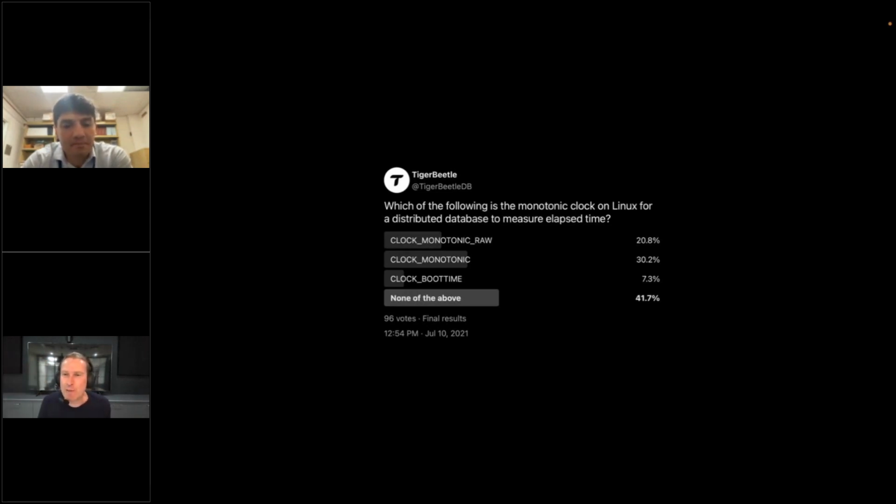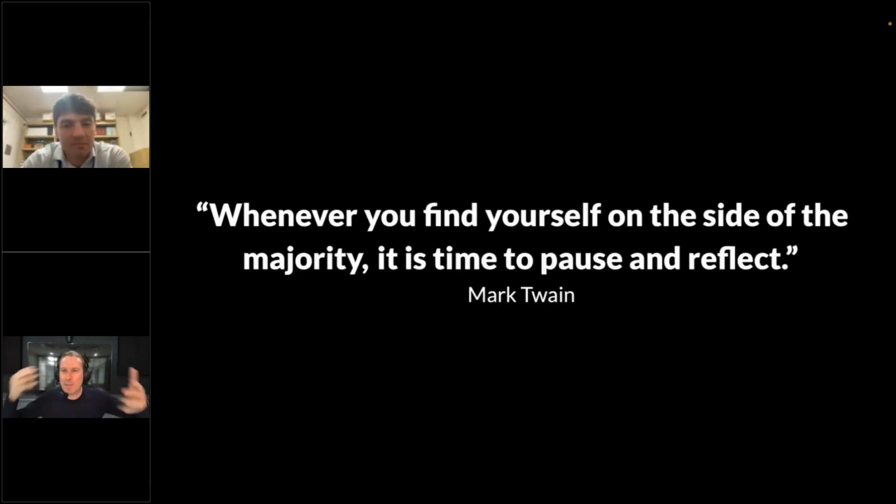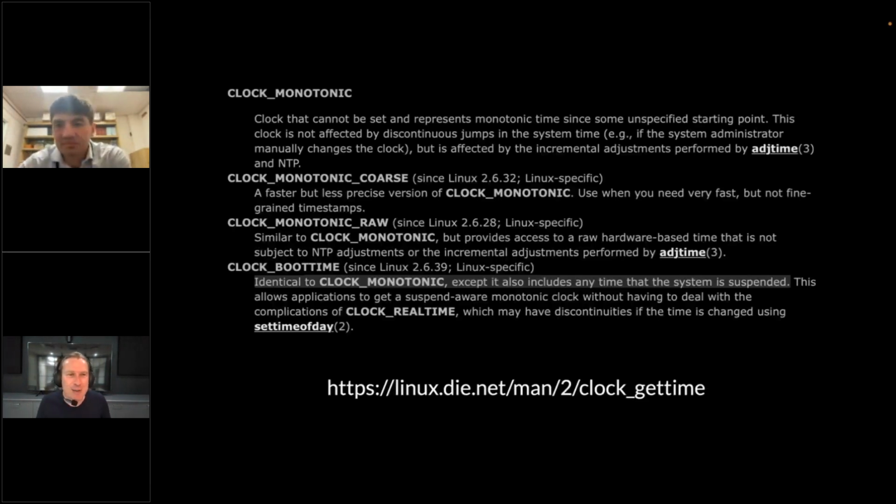And I love this quote by Mark Twain. This is the opposite of consensus. Whenever you find yourself on the side of the majority, it is time to pause and reflect. Amen. I love that. Yeah. Whenever you find yourself on the side of the majority, it's time to pause and reflect. Mark Twain. And the Linux manual is not on the side of the majority.